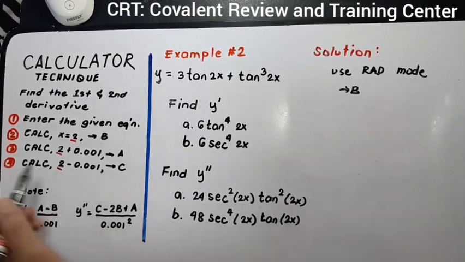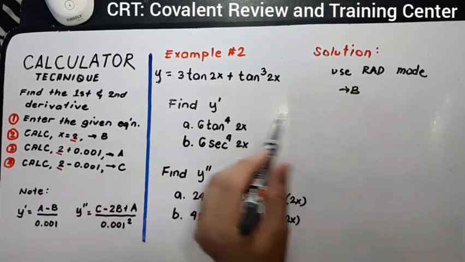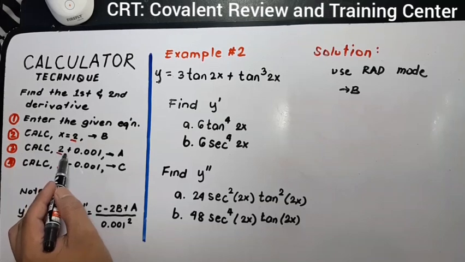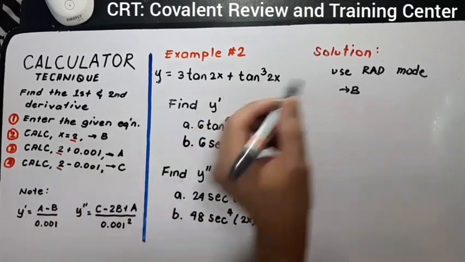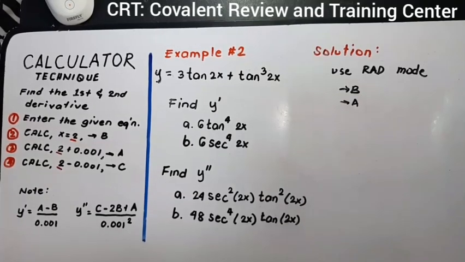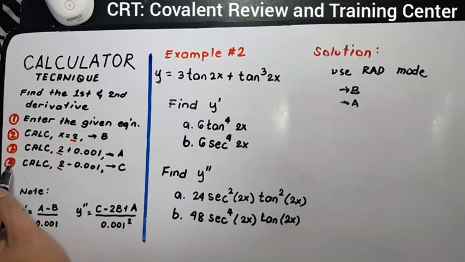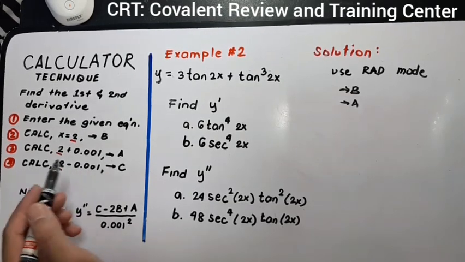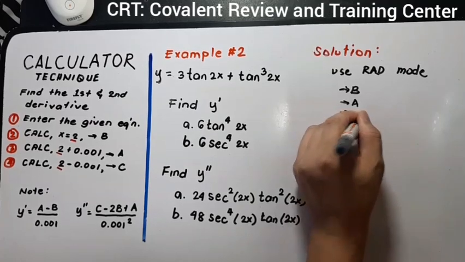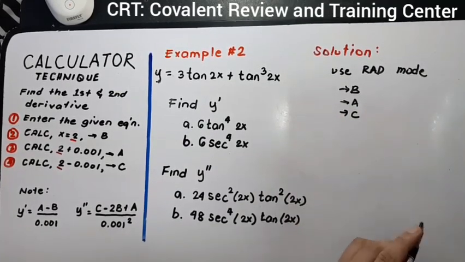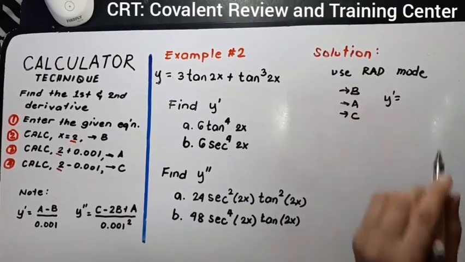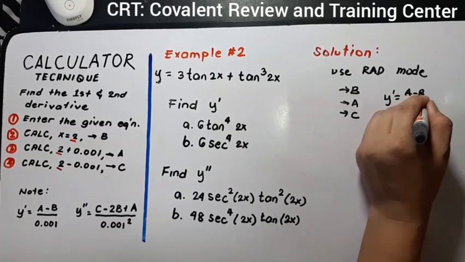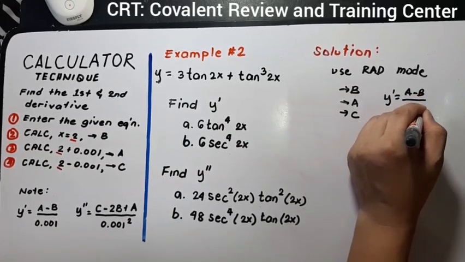Then, perform step 3, go back again to this expression, press calc, enter 2 plus 0.001. Then, save to memory A. Perform step 4. Use x equals 2 minus 0.001. Then, save the result to memory C. So, let us now perform the equation for first derivative, which is A minus B over 0.001.